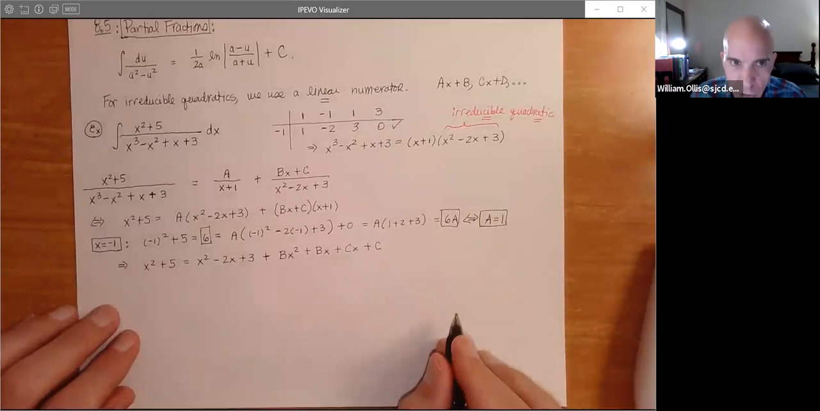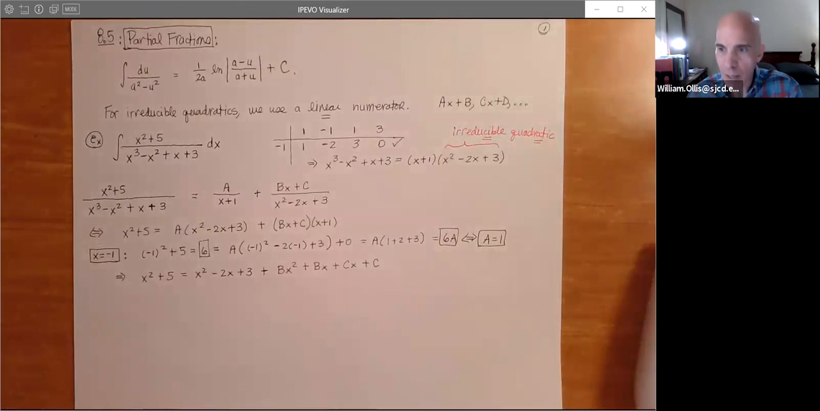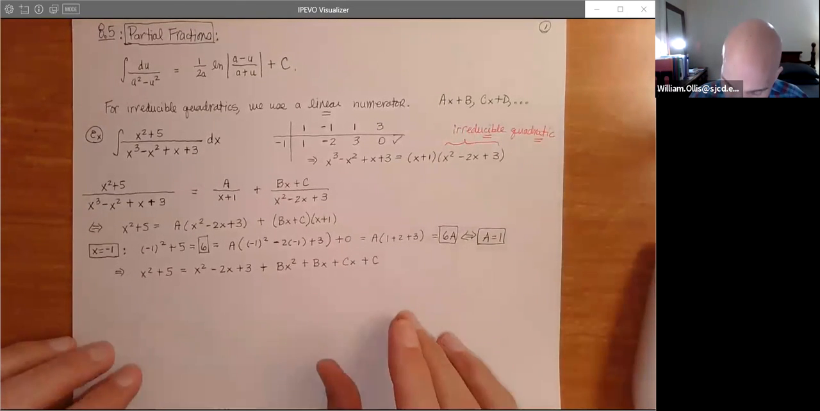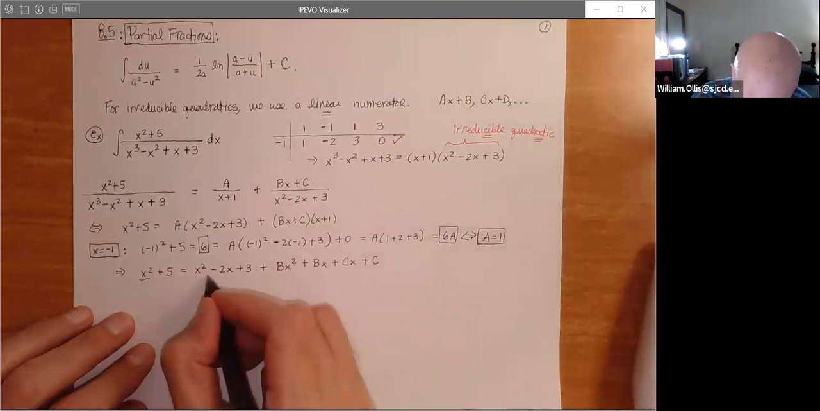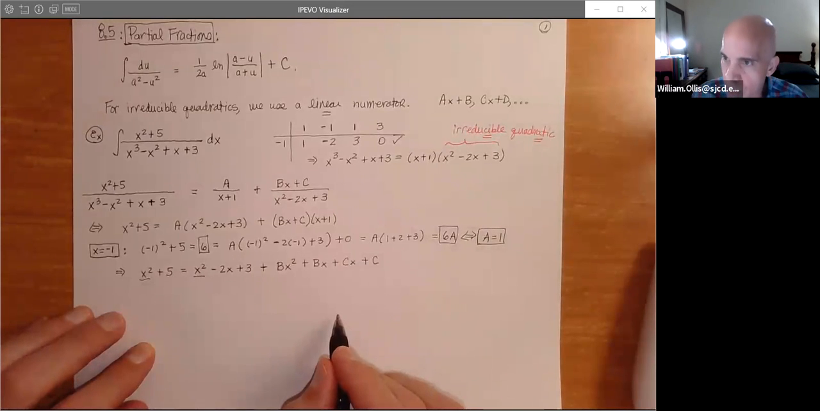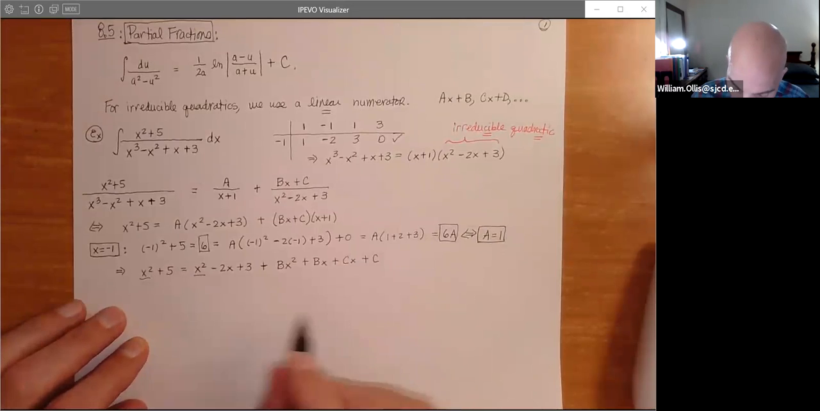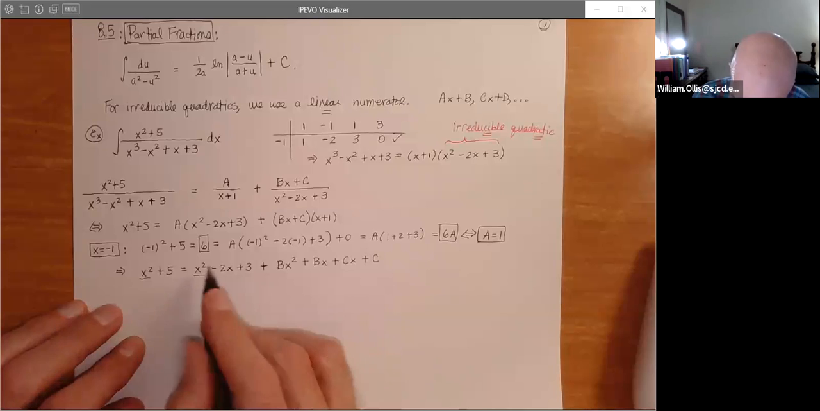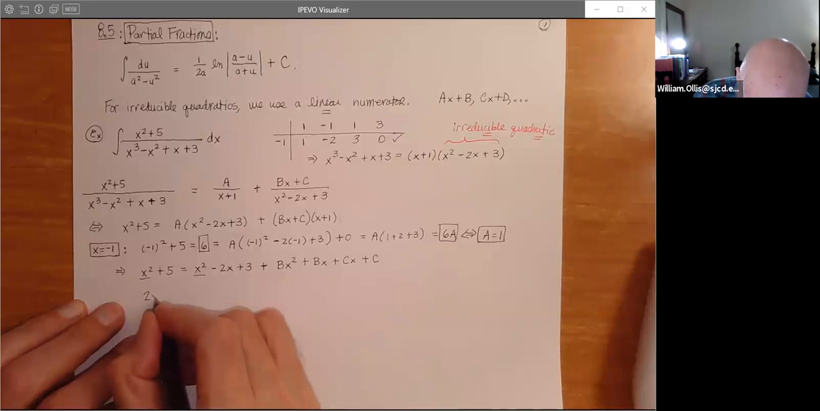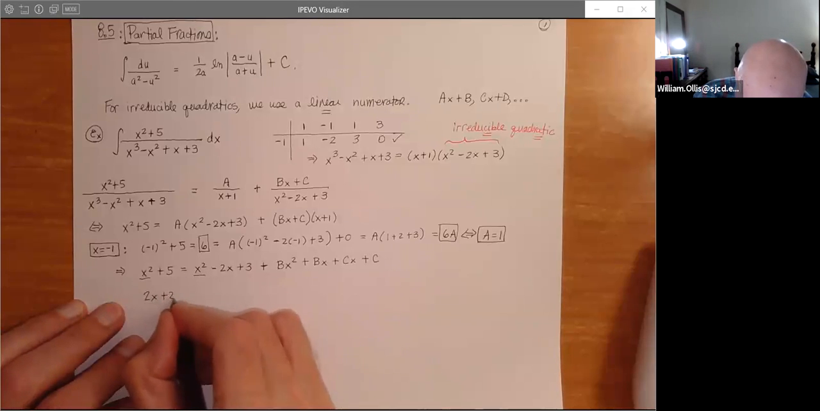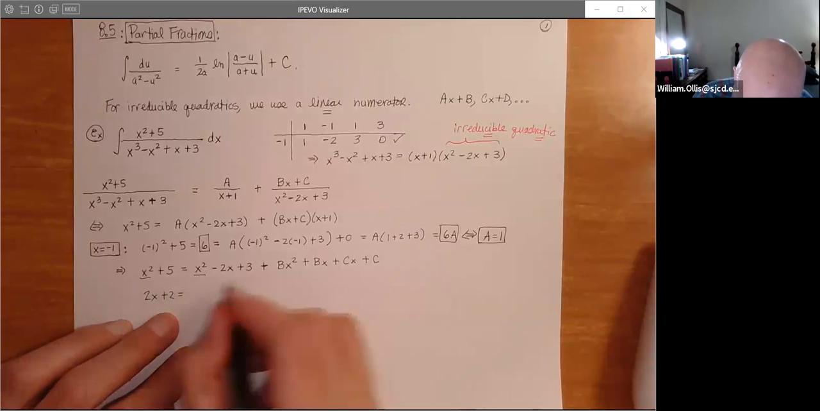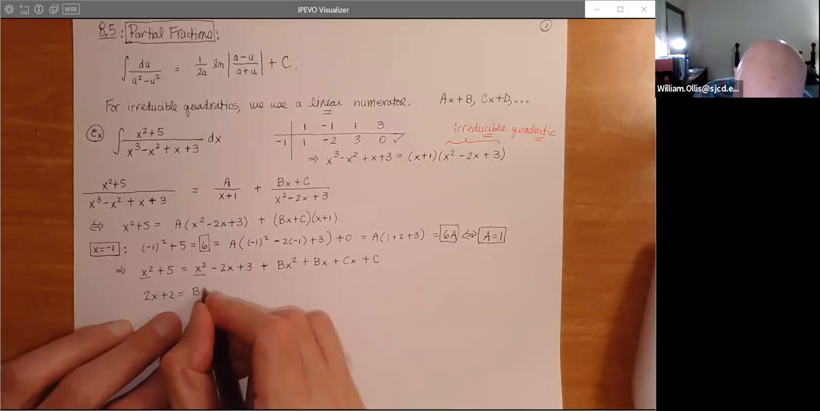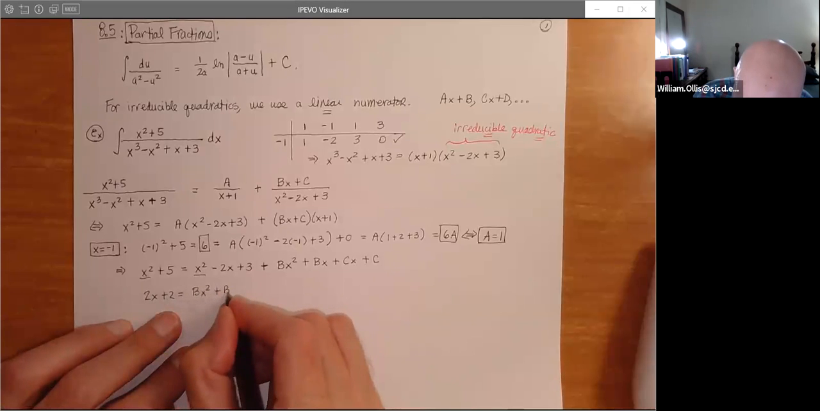Now notice, it's like, okay, we're in a college algebra class or algebra 2 class, and we notice here that the x squares just absorb. So we might as well just remove those. They're just in the way. And then, of course, if you like, we can take the 2x over and the -3, and this will give us a 2x plus a 2 equals bx squared plus bx plus cx plus c.